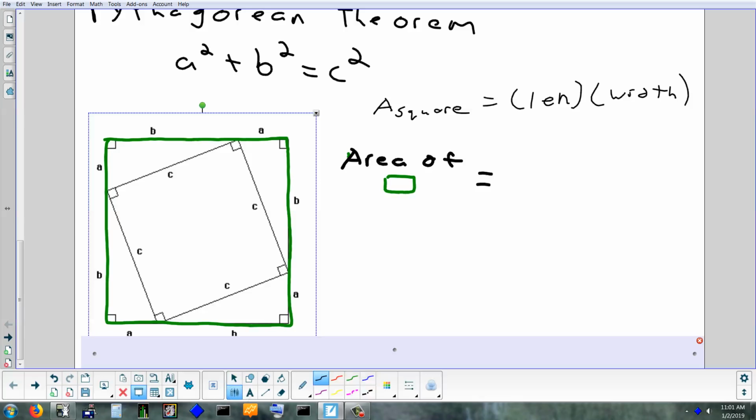So I need the length, and then I need the width. Justin, what's the length of the green square? a plus b. Yeah, it's a plus b, or b plus a, it doesn't matter. But the length is a plus b. And how about Gabe, what's the width?